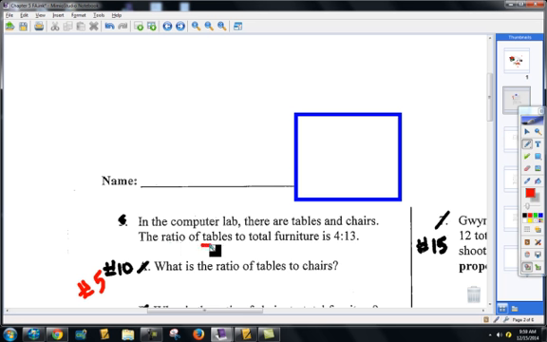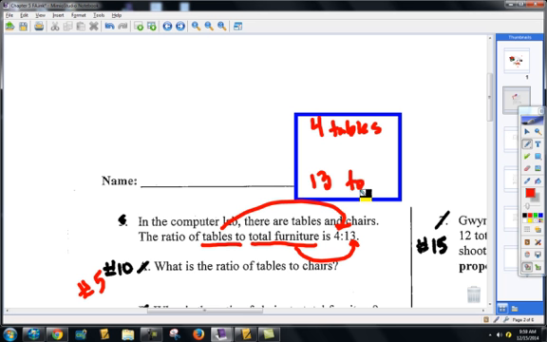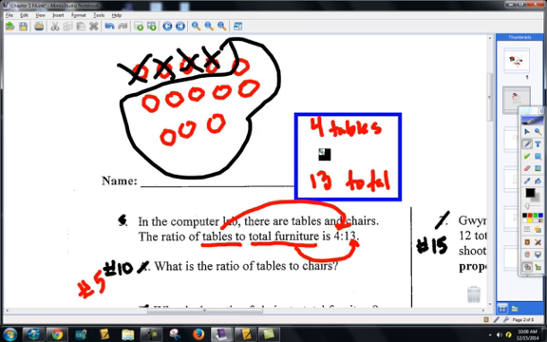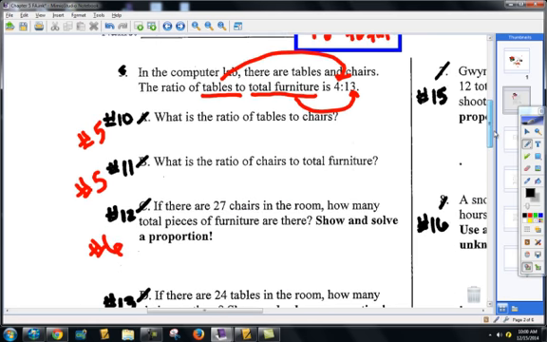And I know that the ratio of tables, that means the first number is representing tables, so I got 4 tables. 2, total furniture means 13's total. If you know that you have 1, 2, 3, 4, 5, 6, 7, 8, 9, 10, 11, 12, 13 total pieces of furniture, and you know that 4 of them are tables, how many do you have left over? 9 chairs. Okay?